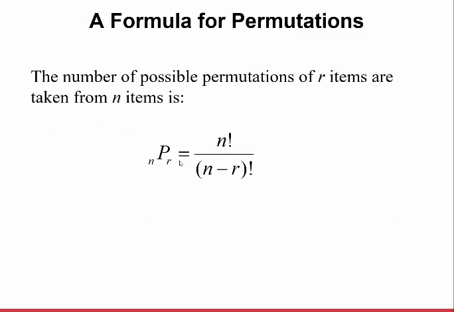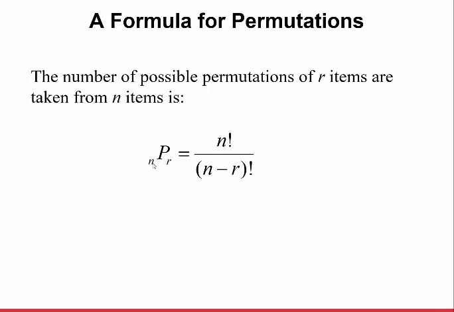All right, so this brings us on to what we call the permutations formula. The number of possible permutations of R items that are taken from N items. So this would be like if you have 10 items and you want to pick R of them. Okay, so pick like 7 of them. So like 10, pick 3, right, is given by the following formula.